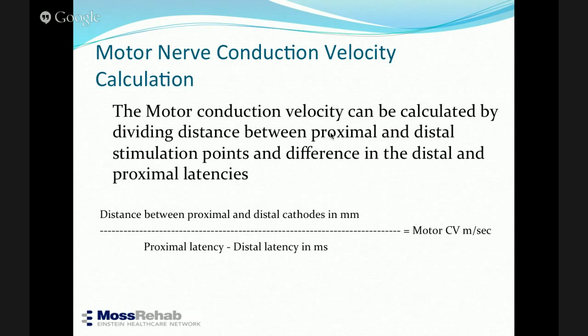Then the distance in millimeters was 250, so the conduction velocity would be 50 meters per second, because it is in the same category. One is thousandth of a meter, the other one is thousandth of a second, so you can convert it to meters per second. If it is in centimeters, then it would not work, because one would be a hundredth of a meter and the other would be a thousandth of a second, right? So you've got to convert it into the same parameter to get meters per second. That's why you calculate the distance in millimeters, and your latencies are already in milliseconds, and then you get a conduction velocity.